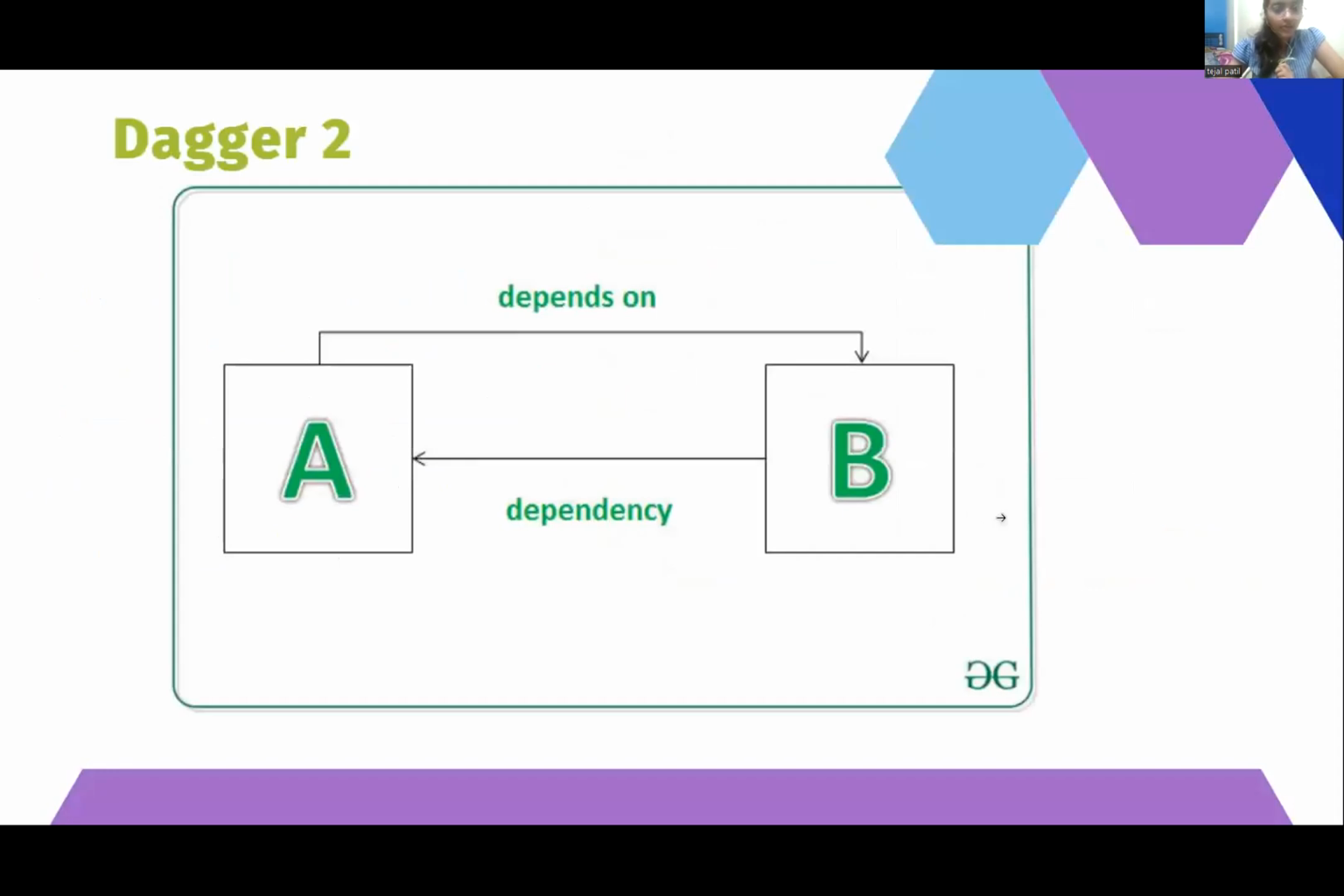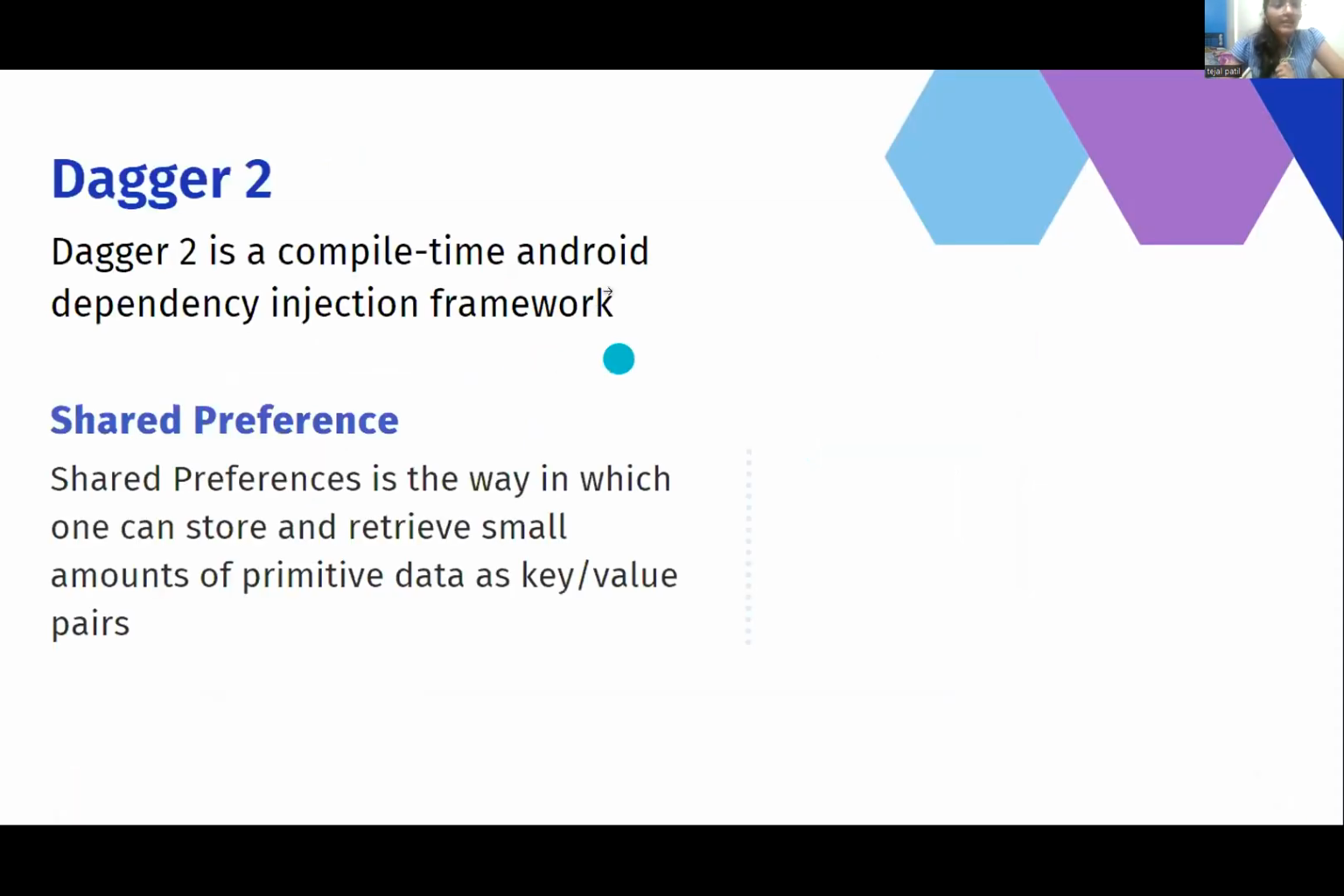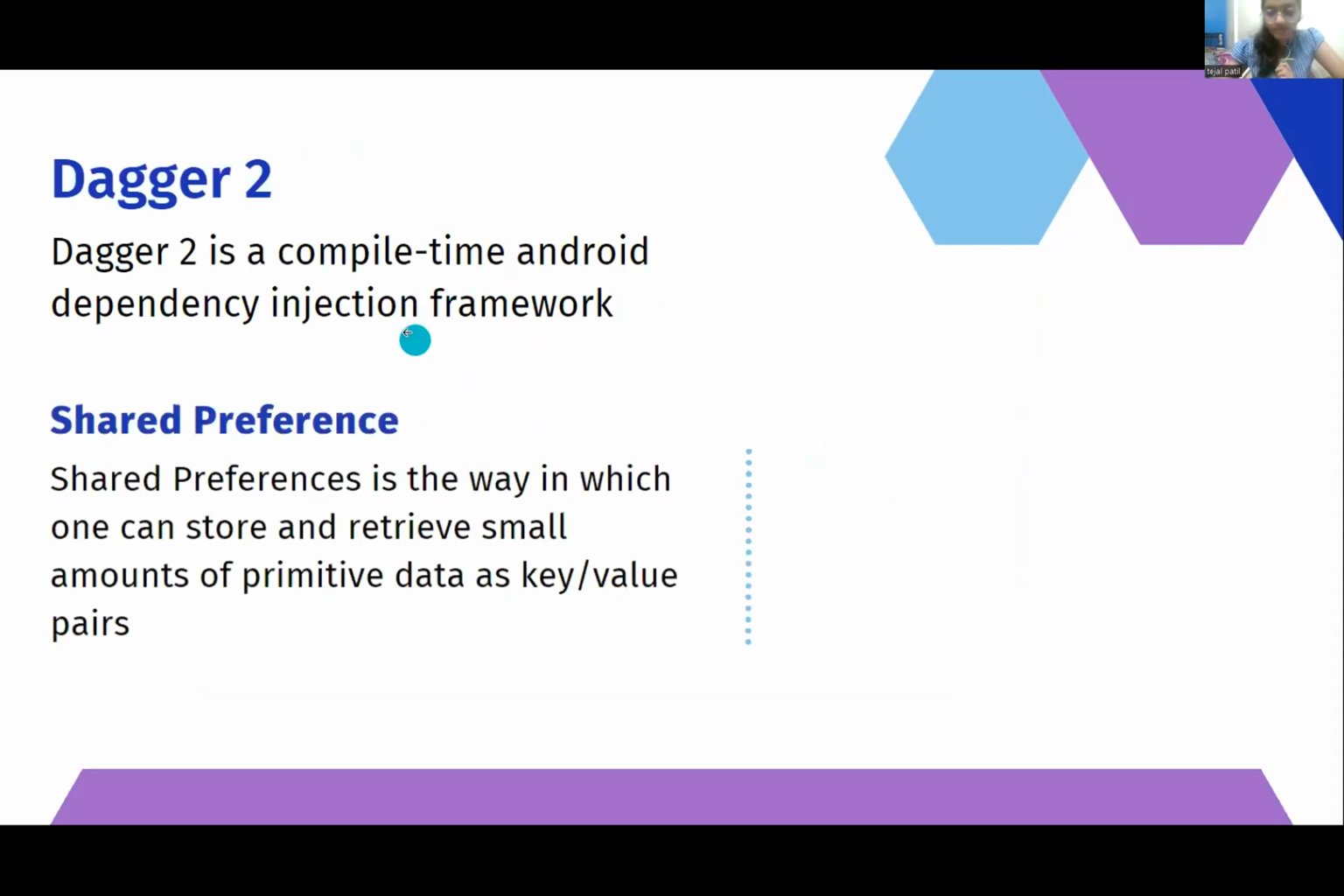So next is Dagger 2. To understand Dagger 2, we take the following example. Here you can see two classes, class A and class B. Class A depends on class B for some function. If we want to access a class B function in class A, we need to make an instance of class B in our class A. Without making an instance of class B, we cannot directly access the function of class B in class A. So Dagger 2 makes it possible because Dagger 2 is an Android dependency injection framework.